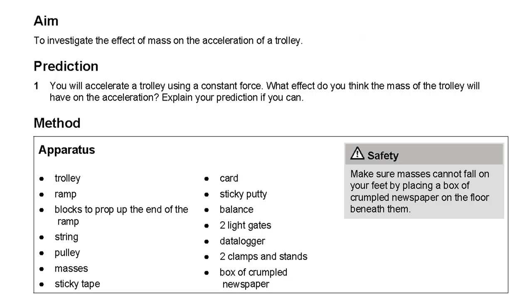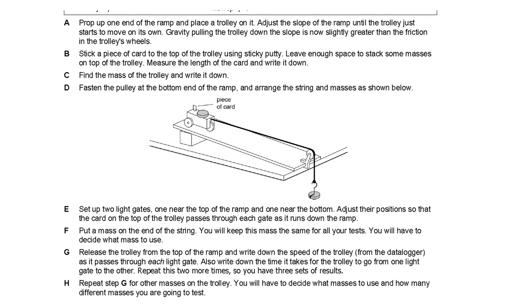Don't forget, there's also a required practical in this topic where we were accelerating trolleys, those little things with wheels on, down ramps and things, through light gates. We're investigating things like the relationship between the mass and the acceleration. You might be asked to describe investigations. Remember, if it says design an investigation, then you need to explain how you would do that investigation, what equipment you would use, and what you would measure with that equipment. Be very specific.